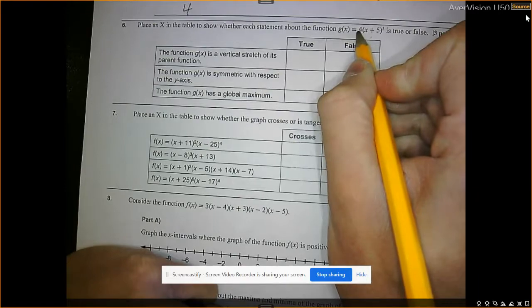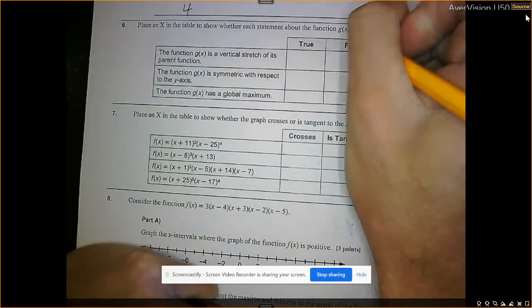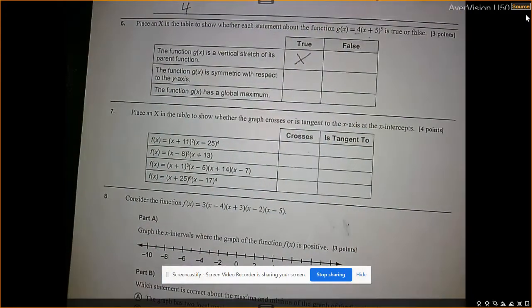Vertical stretch is always going to be our a value up front, and there is a 4 here, so that is true. It is going to be vertically stretched.